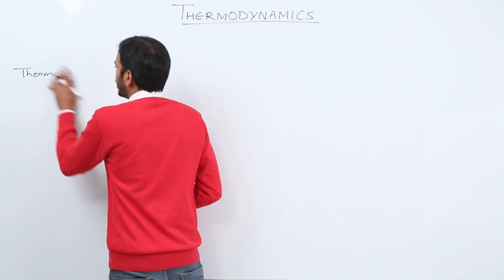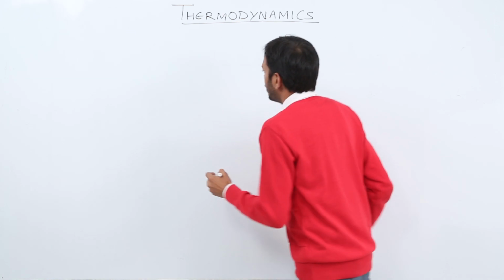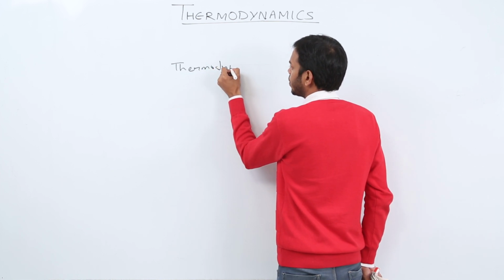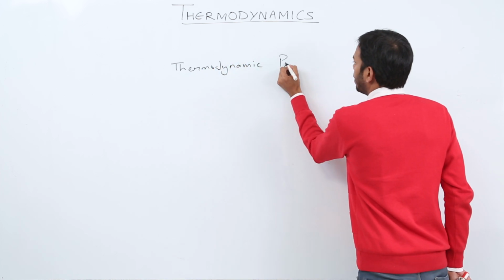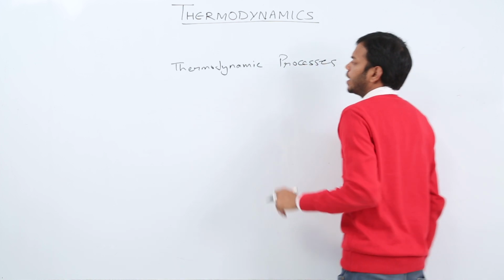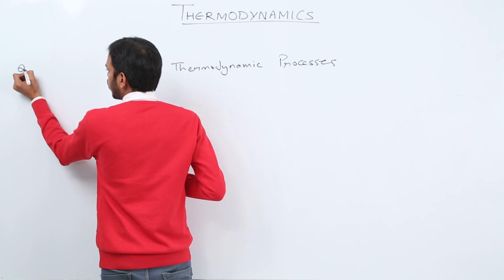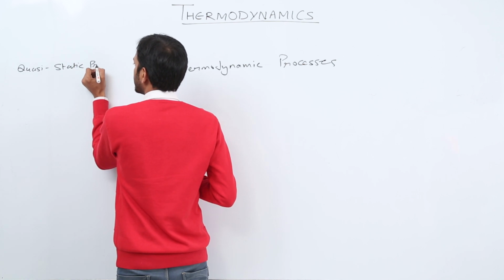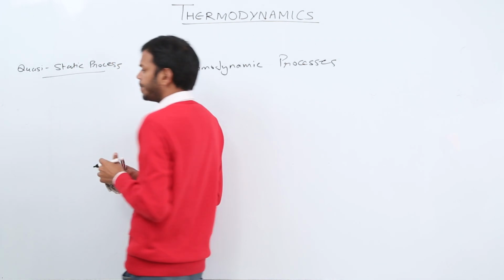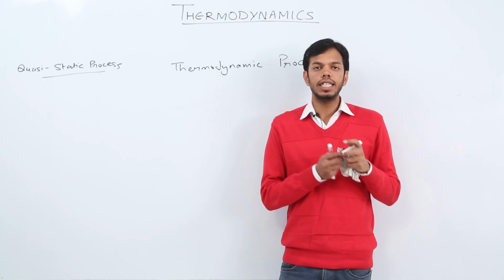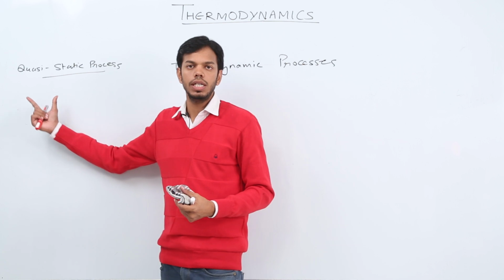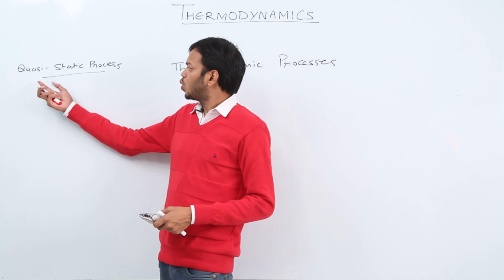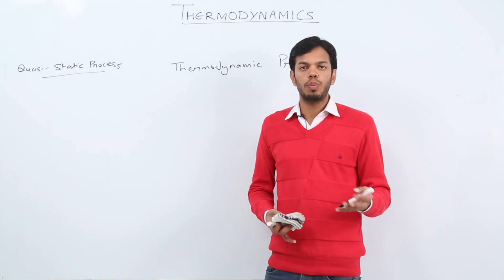Now I want to start with the thermodynamic processes, right? But before that, we will do a small term called quasi-static process. A quasi-static process is a process which takes place with a speed which is infinitely slow. That means quasi-static, the word means almost static, nearly static, right? So quasi-static means an infinitely slow process.